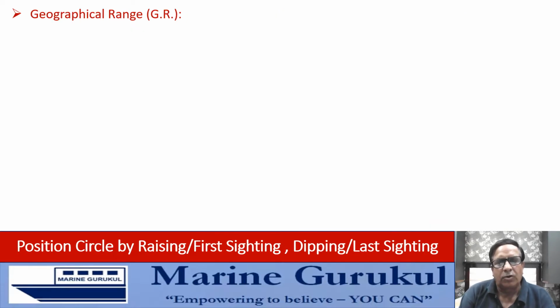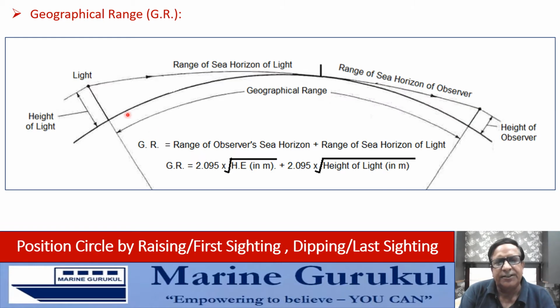Geographical range of a pair of observer and the object depends on their respective heights. As you can see in this diagram, we have a light of this much of height. Now it has its range of sea horizon, which is this much of distance. What does it mean? It means that if there is an observer at sea level, the maximum distance at which the observer at sea level can see this light would be this much.